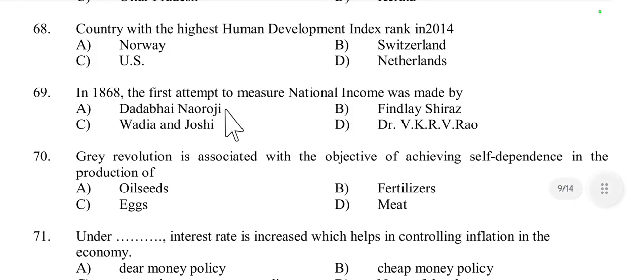Then question number 69: in 1868 the first attempt to measure national income was made by Dadabhai Naoroji, Findlay Shirras, Vakil and Brahmananda, or Dr. V.K.R.V. Rao. In 1868, the national income was measured for the first time by Dadabhai Naoroji. So option A is right here.